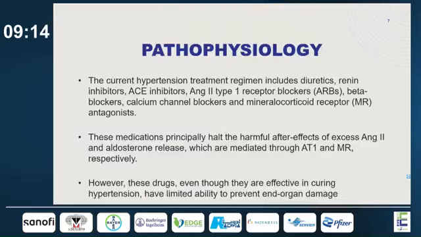with hypertension. The current antihypertensive management strategies include diuretics, RAS blockers, beta blockers, calcium channel blockers, and mineralocorticoid antagonists. These medications principally halt the harmful effects of excess angiotensin II and aldosterone release, which are mainly mediated through the AT1 receptor and the mineralocorticoid receptors.